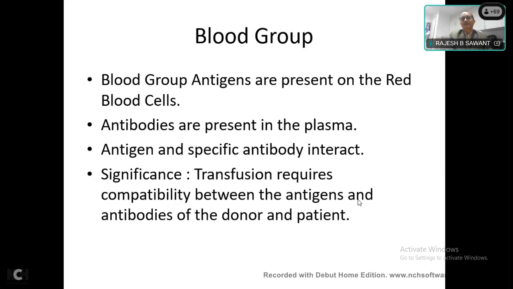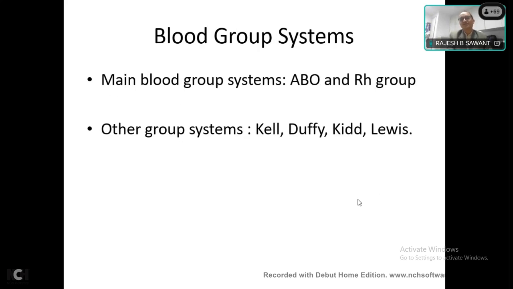So when we talk about blood group antigens, they are present on the external part of the red blood cell membrane, and the antibodies are present in the plasma. Okay, so antigen and specific antibody will react with each other. So the importance of this basic knowledge is knowing the compatibility between the antigens and the antibodies in the donor and the recipient. So looking at the blood group systems, the predominant ones which we need to take care of are the ABO and the Rh blood group systems, which I think all of you know.